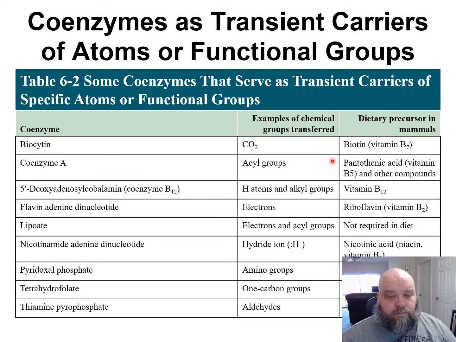And if you look at table 6.2 in the chapter, you'll notice that there are certain coenzymes: biocytin, coenzyme A, lipoate, nicotinamide adenine dinucleotide, NAD, remember this from glycolysis and the citric acid cycle, tetrahydrofolate, or their precursors, vitamins B7, B5, B12, B2, B3, B6.